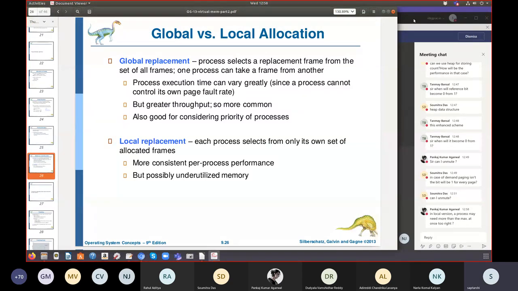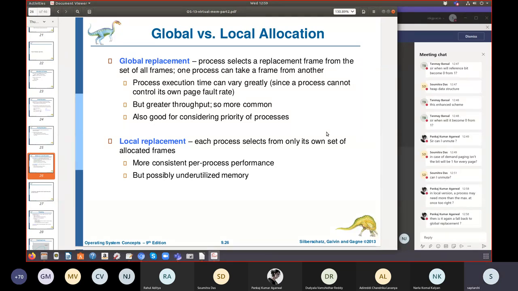Pankaj is saying in local version, a process may need more than the max at once too, right? Max means what? Unmute yourself and ask, Pankaj. Sir, by max, I mean all the current frames of the process. So we said we are going to replace one of its own. No, so clearly in the local replacement scheme, every process is allocated a fixed number of frames and cannot ask for more. So we basically restrain how much memory a process can use, or number of frames.